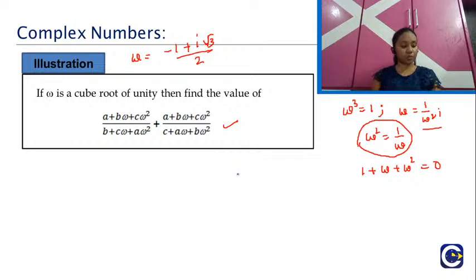And for our cube roots of unity, you have to apply these properties which we have seen earlier. So using that, you have to simplify this and find exactly what the value of this is. So these are the properties related to cube root of unity.